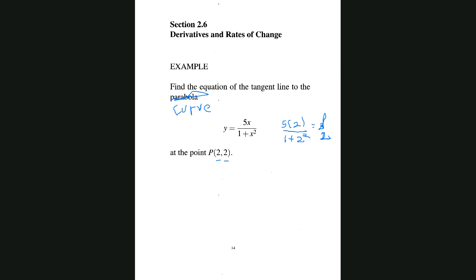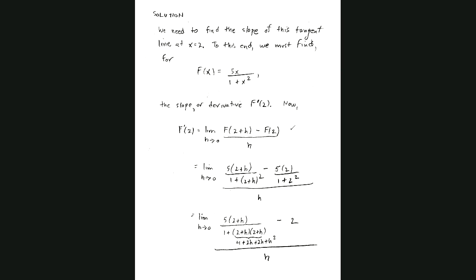Okay, so I will move to the next page then. So we need to find the slope of this tangent line at x equals 2. To this end, we must find for our function the slope or derivative f prime of 2. And this is the definition that you learned yesterday, okay, for a derivative. Let me give you a moment to copy it down, okay.